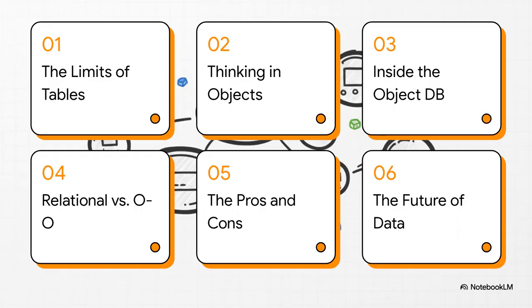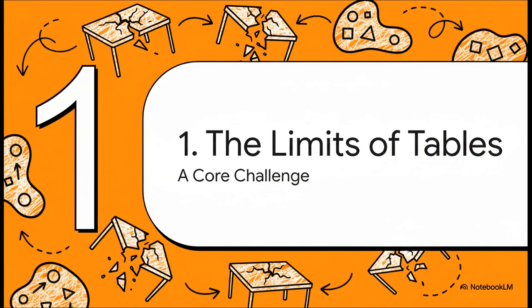So here's how we're going to tackle this. First, we'll talk about why traditional tables sometimes just don't cut it. Then, we'll shift gears and start thinking in objects. After that, we'll pop the hood to see what's inside, do a little head-to-head comparison, weigh the pros and cons, and finally, take a look at what this all means for the future of data. Okay, let's get right into it.